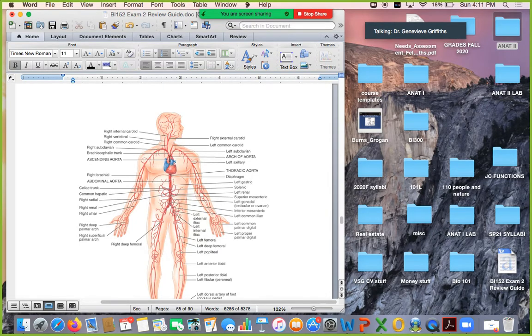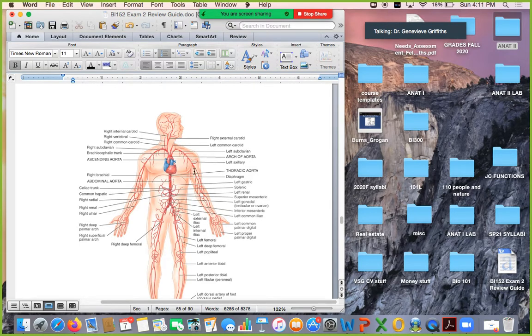The next branch is going to be the left common carotid, which is again going to break off into the left internal and left external carotid. The next one's going to branch off into the left subclavian. So you can see on this side, even though we had this branch off, this branch then branches off into the right subclavian and the right brachial, same as this turns into the left subclavian and then the left brachial.